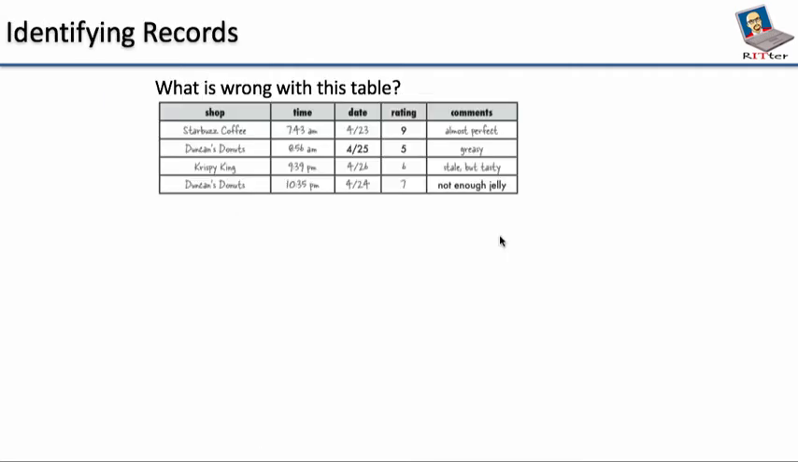So based on what we just looked at, have a look at this table and see if you can think in the next couple of seconds what might be wrong with that table. What's the problem that you can immediately see with that table? And we've got 5 fields there: shop, time, date, rating and comments.